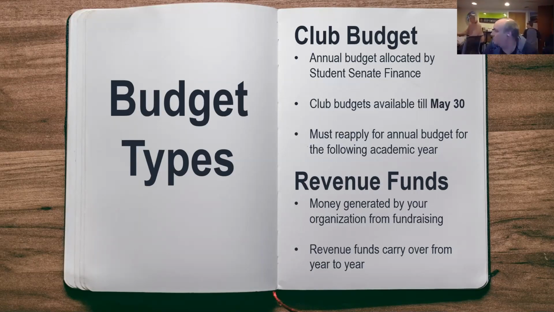Your revenue funds is basically all the money that you fundraised over the course of the year. And that money will roll over from year to year. So club budget is really for that specific academic year. I usually get it at some point by August 1st, I would say, and have through the end of May to utilize it. Revenue, whatever you don't use, gets carried over to the next year.